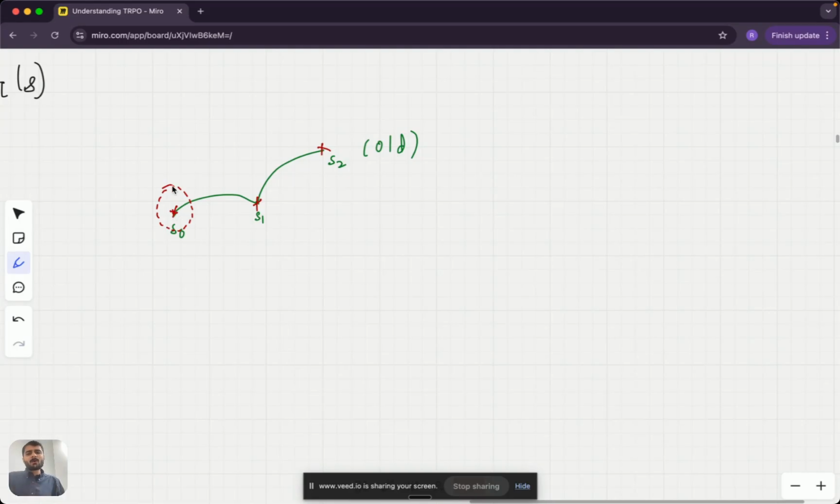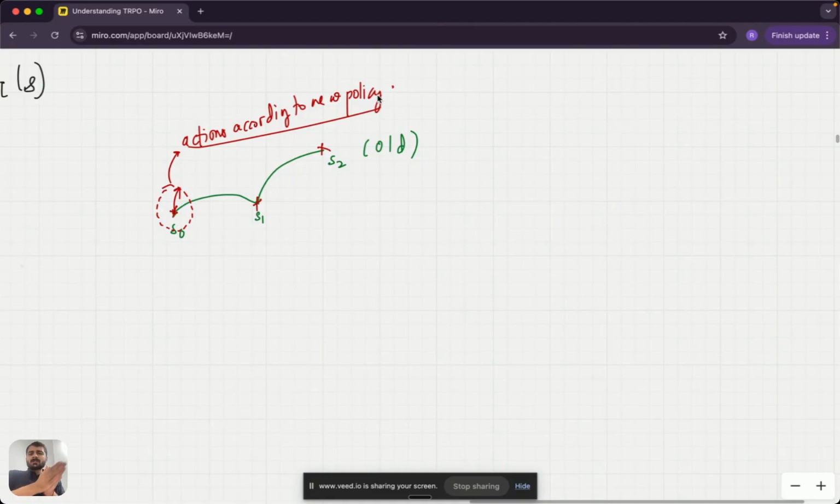If the action is same as the old policy, then we'll get the same trajectory as the old policy. But here the action is according to the new policy. So actions are taken according to the new policy. And we look at all these actions and we calculate the advantage estimates for all these states, and we do a summation of all of them. And this is how we estimate the performance measure of the new policy in terms of the performance measure of the old policy.